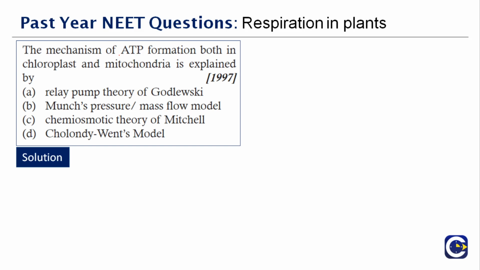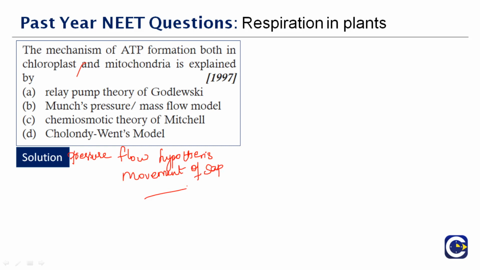Now coming on to Munch's pressure. What do you mean by Munch's pressure or Munch theory? Here, the theory behind the mass flow hypothesis is called the pressure flow hypothesis. What is it otherwise called? Pressure flow hypothesis. This describes the movement of sap via the phloem. So this is a movement of sap. Basically, we saw about the relay pump, movement of water, and this is a movement of sap.